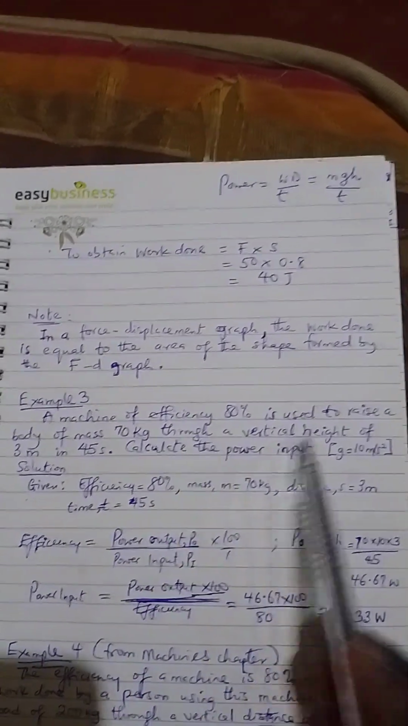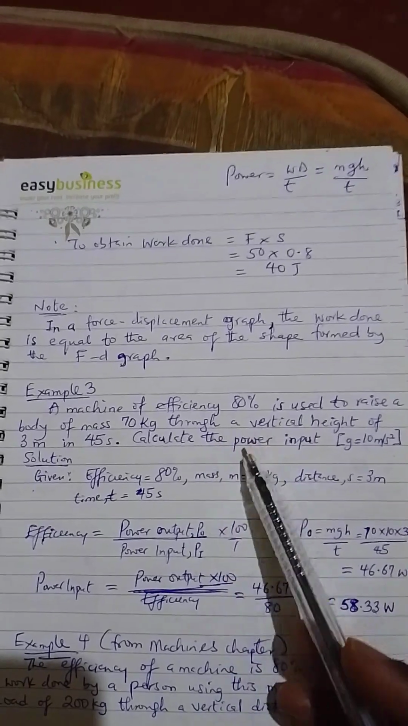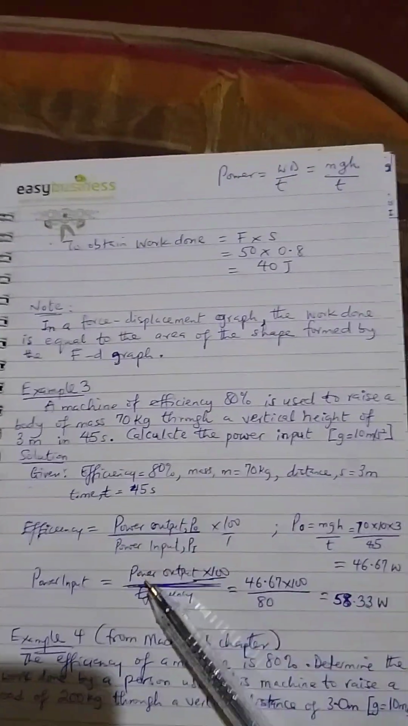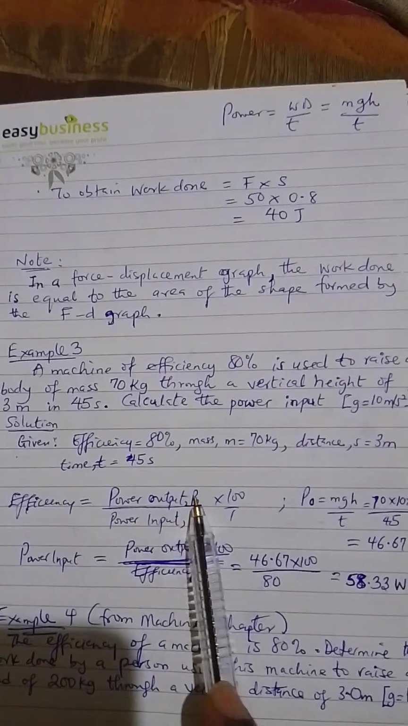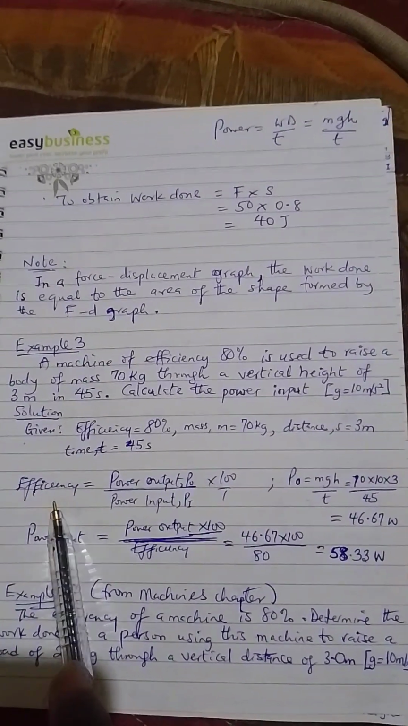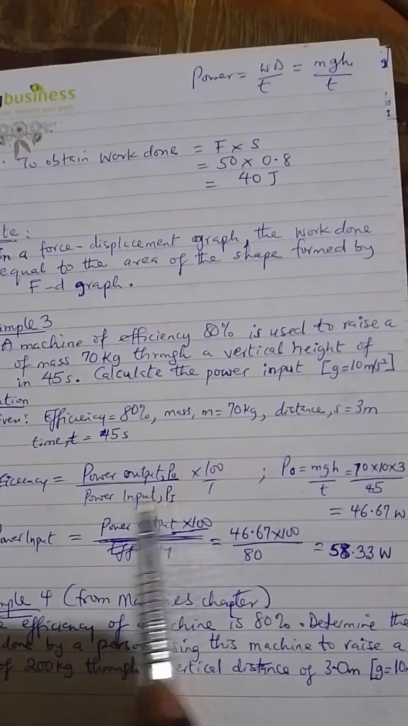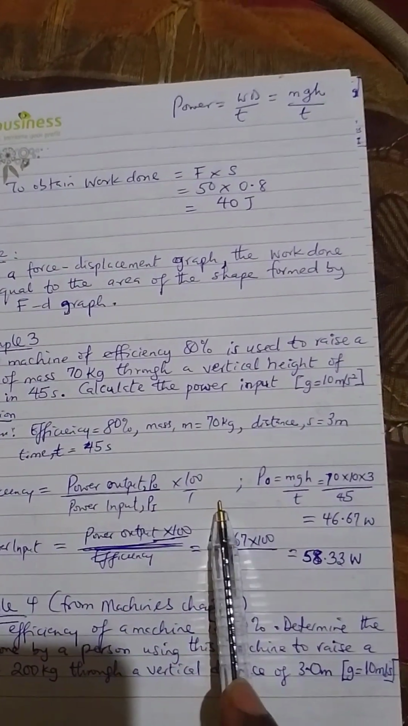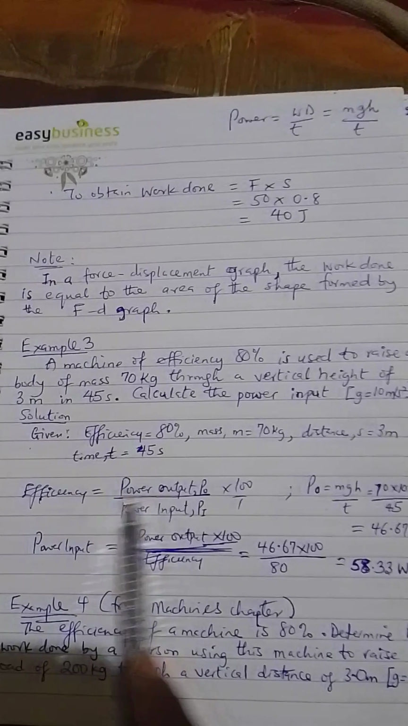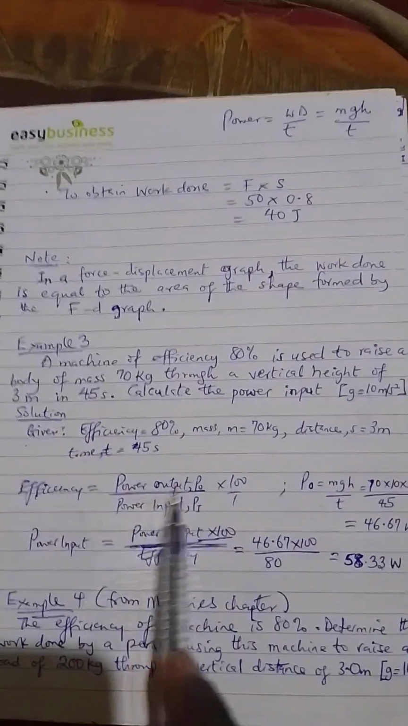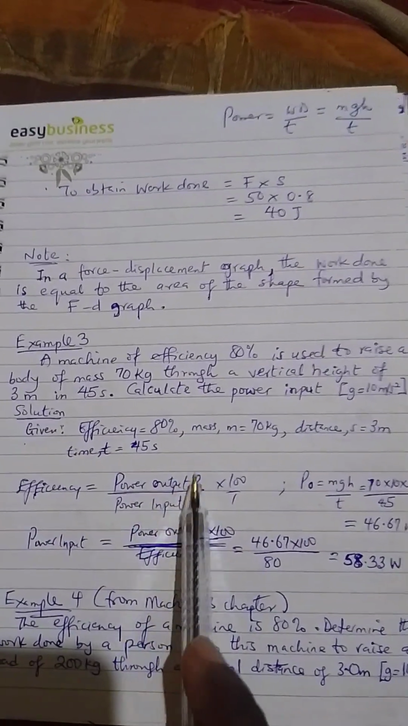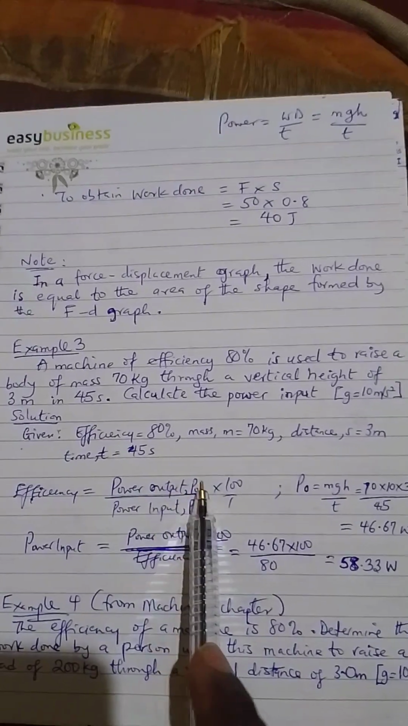Okay, so it's a machine that moves, an object. All right, so the efficiency is given by power output over power input. The idea of efficiency is also relevant in machines. Power output over power input times 100 over 1. Now the power output is the useful work. The power output is the part of the input power that the machine actually uses to do the work.